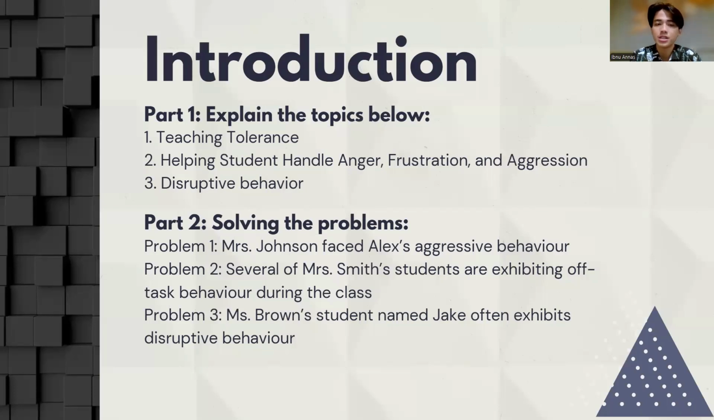For the first part, explain the topics below. Number one, teaching tolerance. Number two, helping students handle anger, frustration, and aggression. And the last is disruptive behavior. And in the second part, we're solving real-world problems. Problem number one, Miss Johnson faced Alex's aggressive behavior. Number two, several of Miss Smith's students are exhibiting off-task behavior during her class. And the last is Miss Brown's student named Jack, who often exhibits disruptive behavior.